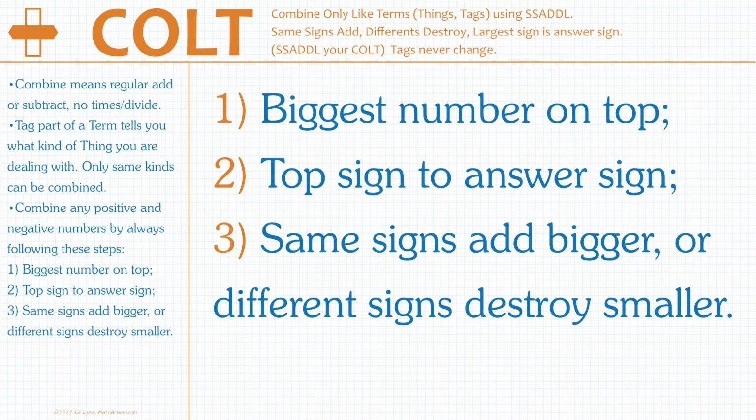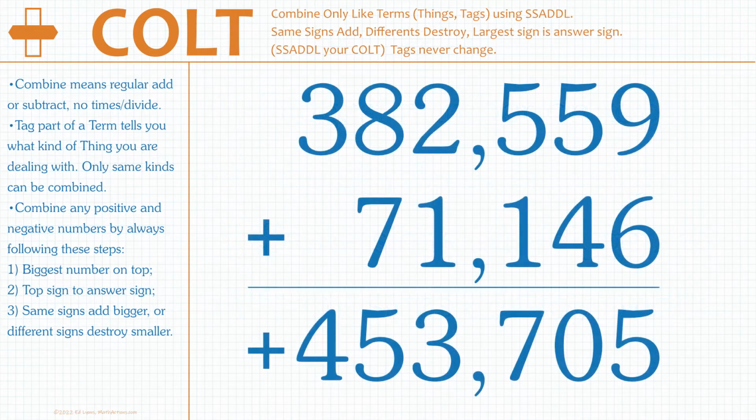First, biggest number on top. Second, top sign to the answer sign. That means just copy it down. Number 3, it is a little different. Same signs add bigger, or different signs destroy smaller. Notice that the biggest number is on top. An invisible sign is always a plus, positive, or adding sign. Call it what you want. Notice the sign of the biggest number is the answer sign, always. Add the two numbers the normal way to get an answer bigger than the top number.